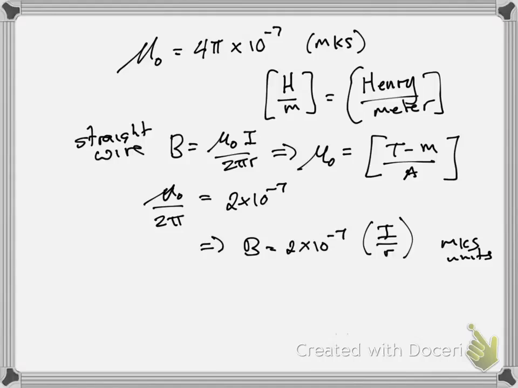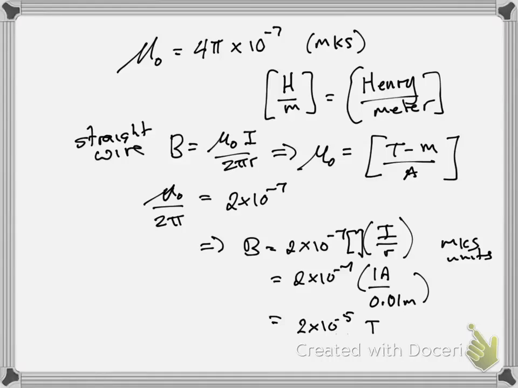So if we have a long straight wire with a current of 1 amp and I want to know what the field is at a distance of 1 centimeter, 0.01 meter, then the magnetic field, again, I haven't put all the units in here, and what we get is 2 times 10 to the minus 5 Tesla. So a long straight wire with an amp of current at 1 centimeter away is a relatively small 2 times 10 to the minus 5 Tesla.